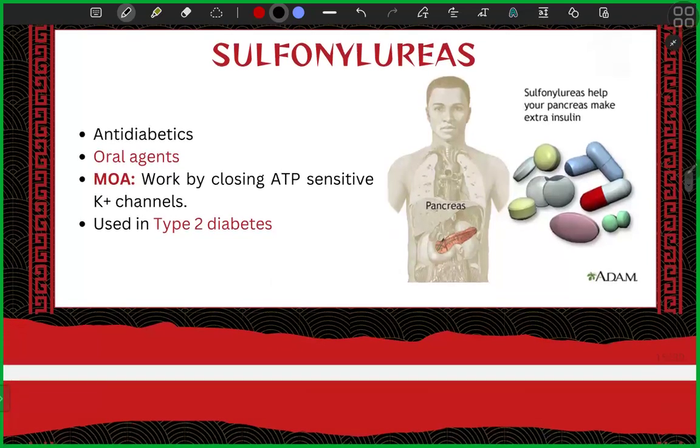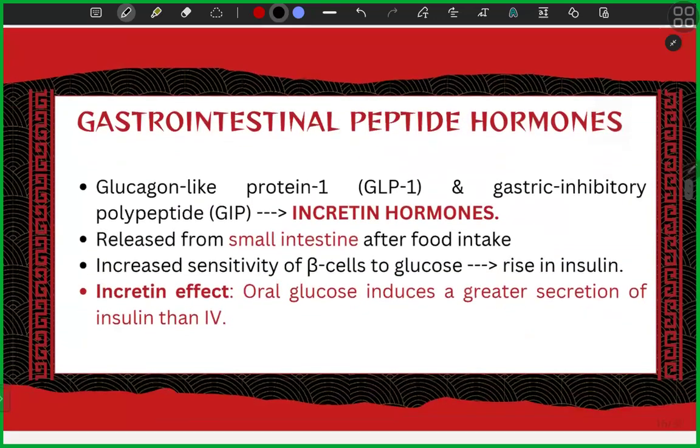But it's used in type 2 diabetes because your cells are still surviving, so you can still produce the insulin. All right. Then you have the gastrointestinal peptide hormones, or the incretin hormones. These include glucagon-like peptide 1, GLP-1, and gastric inhibitory polypeptide, GIP, and they are released from the small intestine after food intake. So when you consume food, the small intestine releases GLP-1 and GIP. Now what they do is they go to the beta cells and increase the sensitivity even more to glucose, which causes even more rise in insulin.